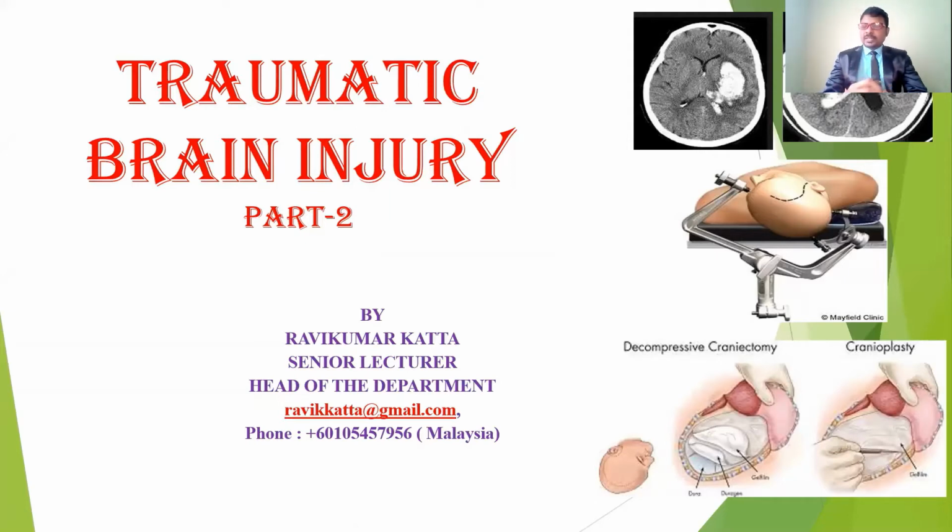In the last class we discussed what traumatic brain injury is, what the incidence, risk factors and causative factors are, what the different types of mechanisms are, and also the different types of injuries. So we discussed that.